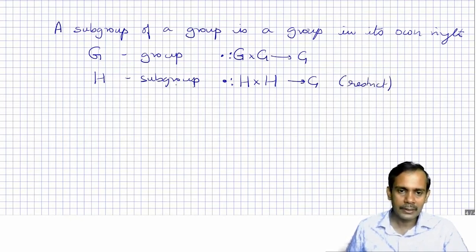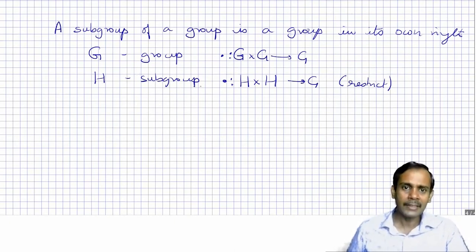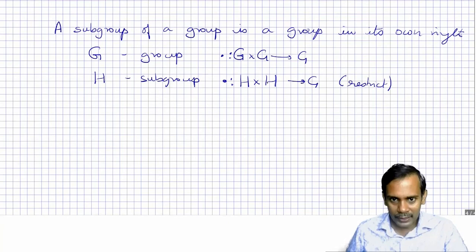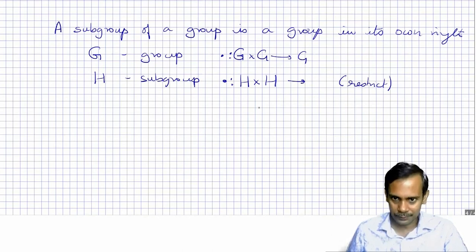So this H is again a set with a binary operation. And I claim that with this binary operation, H is a group. To do this, we need to check the axioms for a group. Firstly, this map H cross H to H goes into G a priori. But one of the axioms of the subgroups is that if you take two elements in a subgroup and multiply them, then the result is in the subgroup. So this is actually going into H.